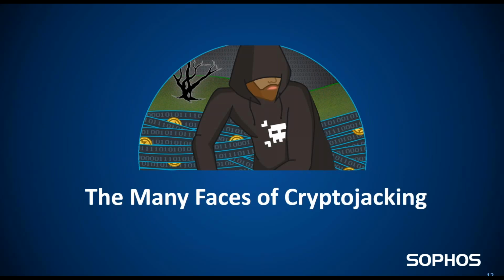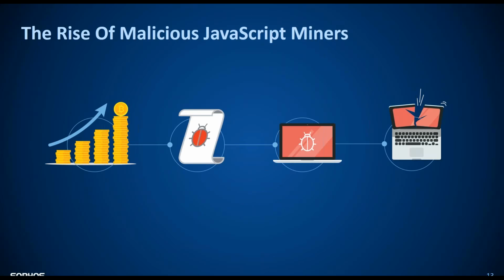So now let's talk about cryptojacking and the many phases of cryptojacking. The first topic I want to talk about is malicious JavaScript miners. This is something that has been pretty popular in the last months. We've seen it on a lot of websites. And what is the history of this JavaScript miner? We have seen a dramatic rise. And well, it started when the cryptocurrencies surged in value during 2017.